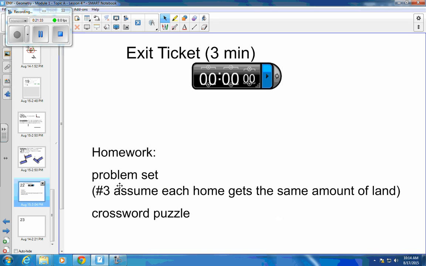And then tonight's homework is problem set 3 and a crossword puzzle with all the vocabulary words that we talked about today.